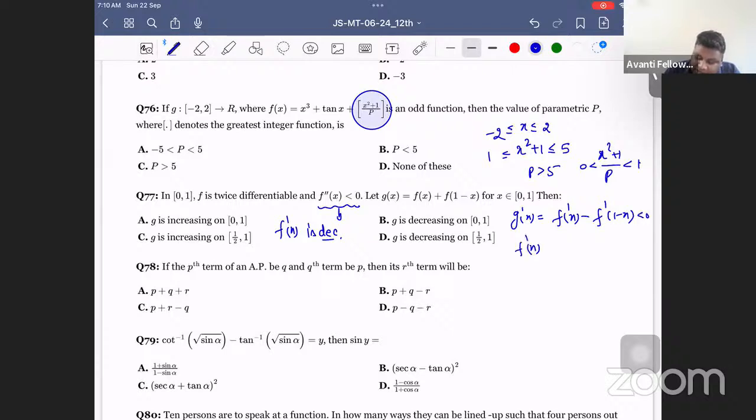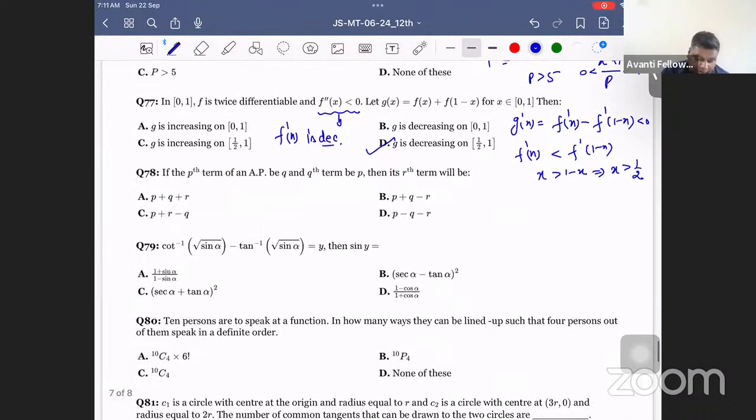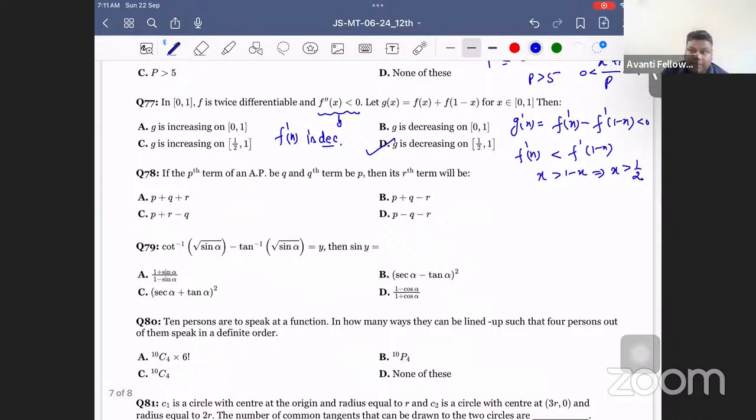Means f dash x is less than f dash of 1 minus x. Now, since f dash is decreasing, if I remove this function, sign of inequality will change. Means x is more than 1 minus x. So implies x is more than 1 by 2. So if x is greater than 1 by 2, g will decrease. So g is decreasing in 1 by 2 to 1. The 78th question is quite easy.